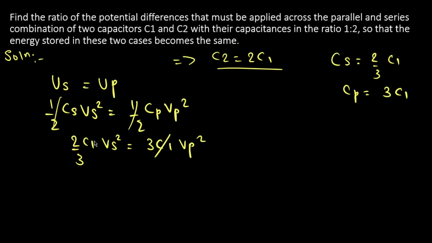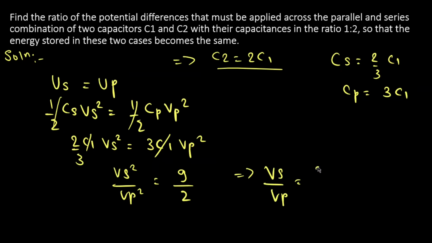So C1 also gets cancelled, and we get Vs square by Vp square equal to 9 by 2, which implies Vs by Vp will be 3 by root 2. So this is the ratio of potential difference that must be applied for the two capacitors when they are connected in series and parallel, so that the energy stored remains the same.